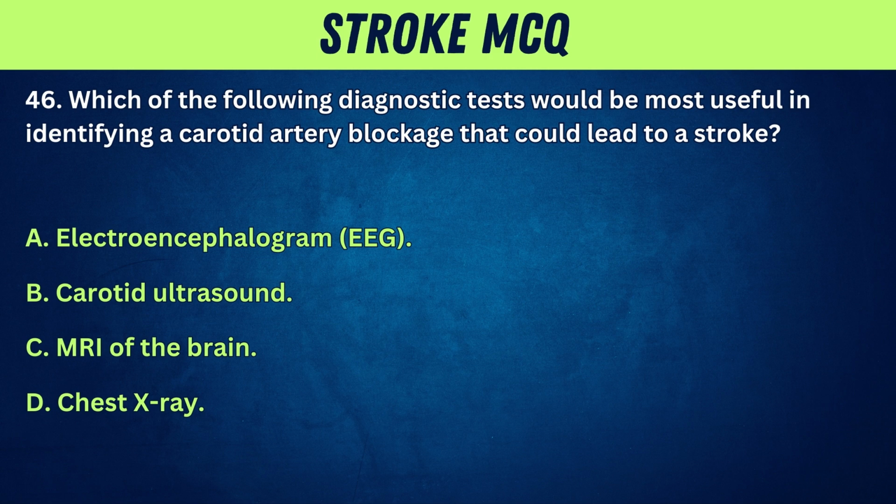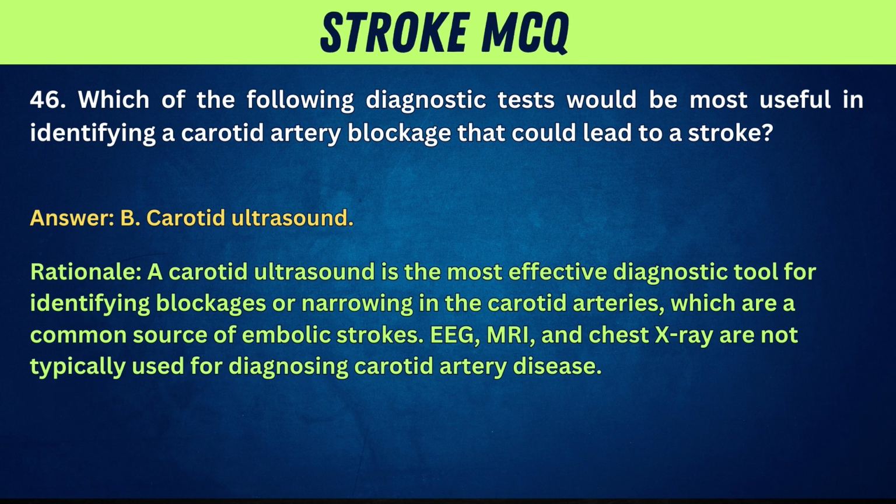46. Which of the following diagnostic tests would be most useful in identifying a carotid artery blockage that could lead to a stroke? A. Electroencephalogram, EEG. B. Carotid ultrasound. C. MRI of the brain. D. Chest X-ray. Answer: B.